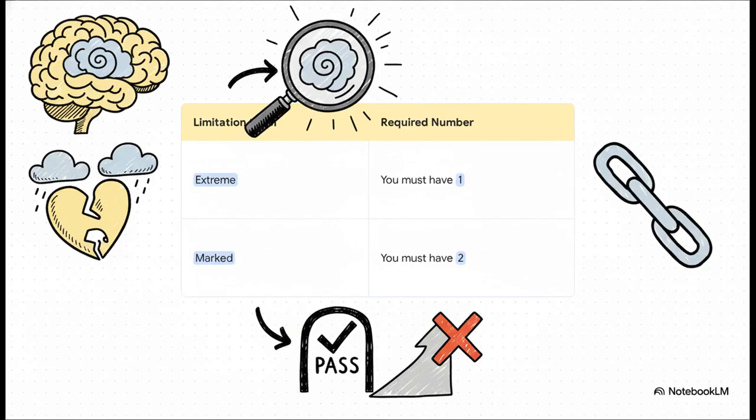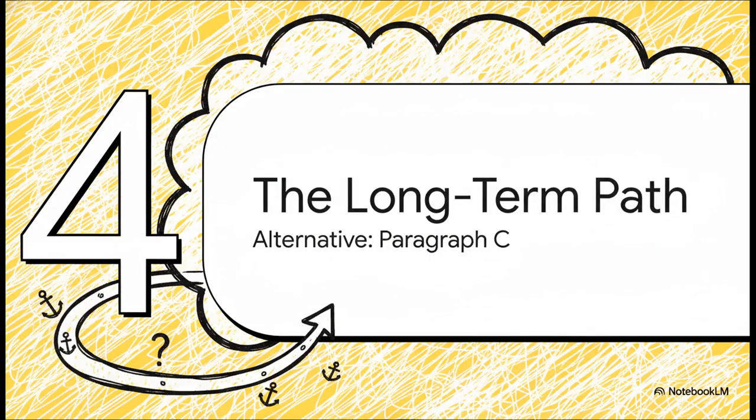Now here's the rule. To pass this filter, you need to have 1 extreme limitation, or you need to have 2 marked limitations. It's a very specific, high bar to clear. But wait, what if you don't quite fit into that strict extreme or marked box? Well, the SSA knows that can happen, so there's an alternative path.